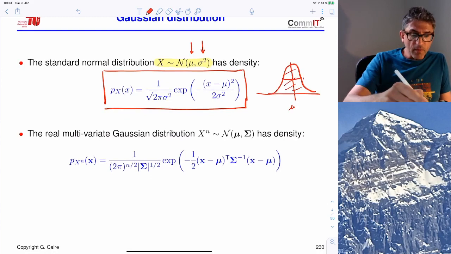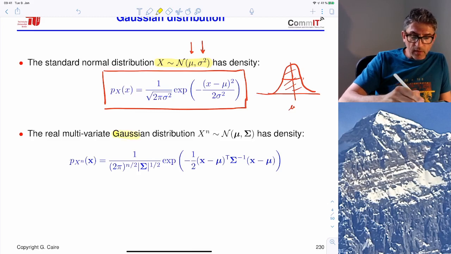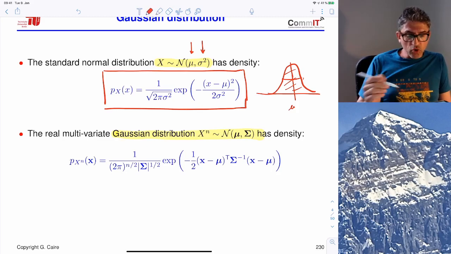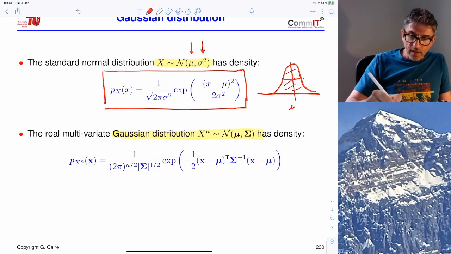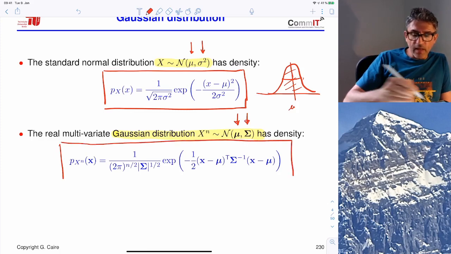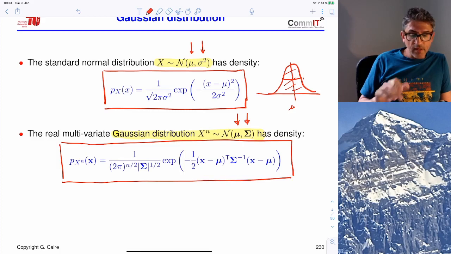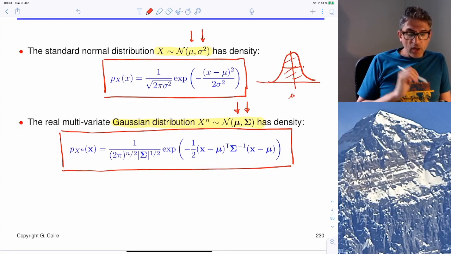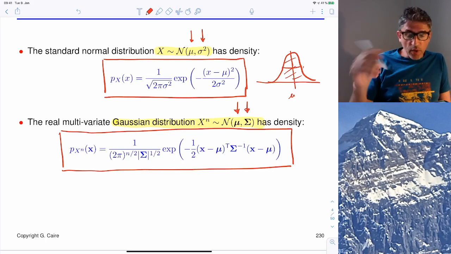In the case of the multivariate Gaussian distribution, when we consider jointly Gaussian random vectors, we use this symbol: X^n is a jointly Gaussian random vector with mean vector mu and covariance matrix sigma. It means that the joint PDF of the vector x is given by this expression: 1 over (2 pi) to the n divided by 2, where n is the dimension of the vector, times the determinant of sigma to the 1/2, so the square root of the determinant of sigma, and then the exponential of minus 1/2.